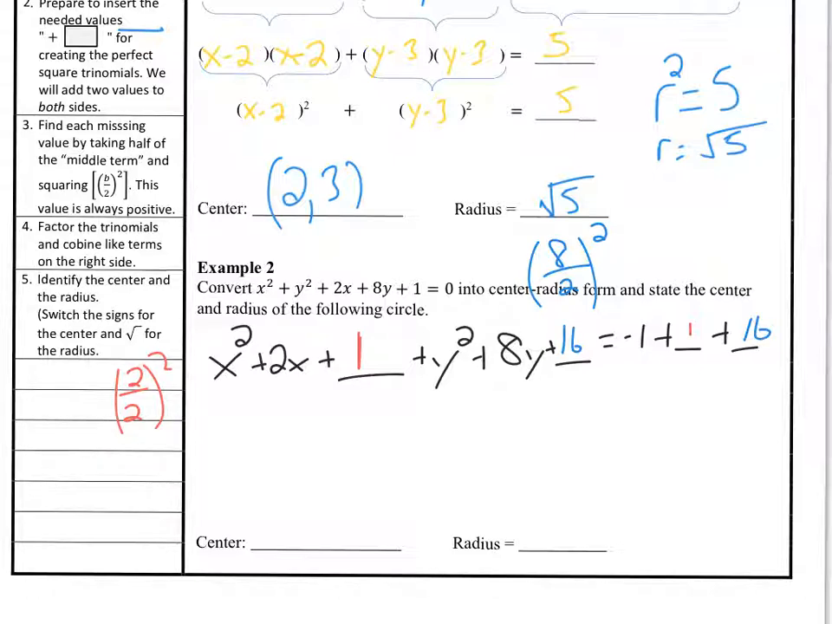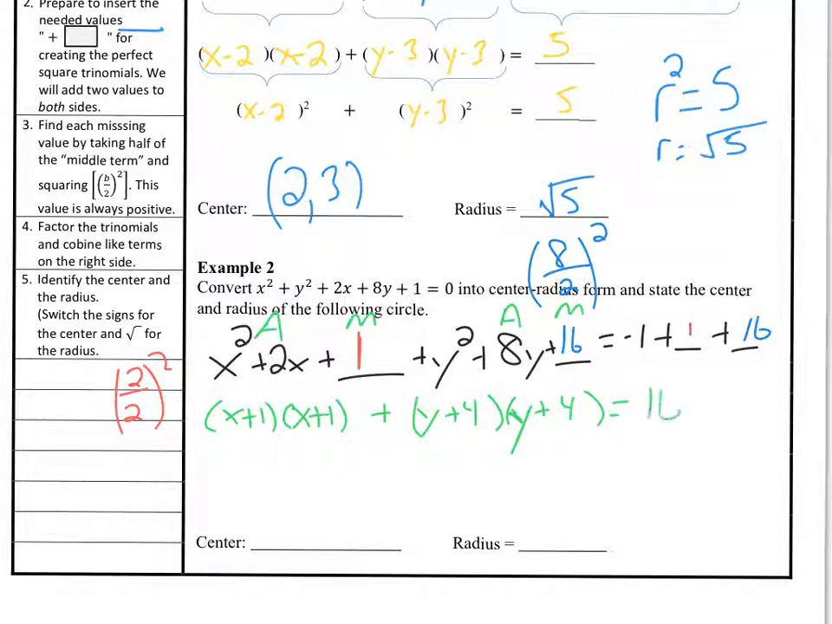And there we go. Now we're going to do add multiply for both of those. This is going to give me x plus 1, x plus 1. 1 times 1 is 1, and 1 plus 1 is 2. For the y's, I'm going to have y and y. What multiplies to 16 that could possibly add to 8? That would be 4 and 4. Both of them positive will add to a positive 8. That's going to equal 16.